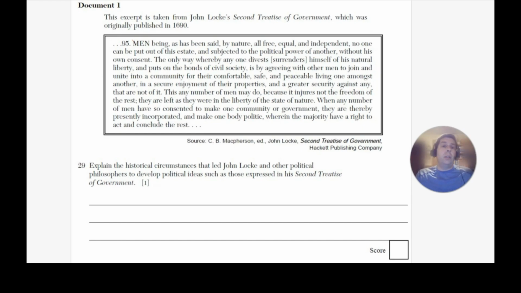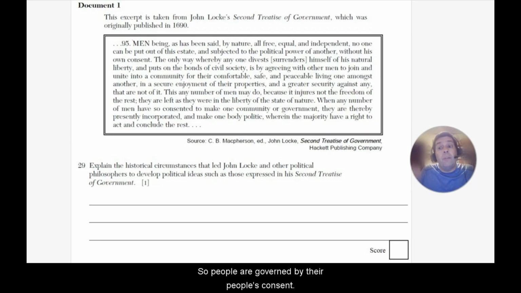This excerpt is taken from John Locke's Second Treatise of Government, which was originally published in 1690. Men, being, as has been said, by nature free and equal and independent, no one can be put out of this estate and subjected to the political power of another without his own consent.